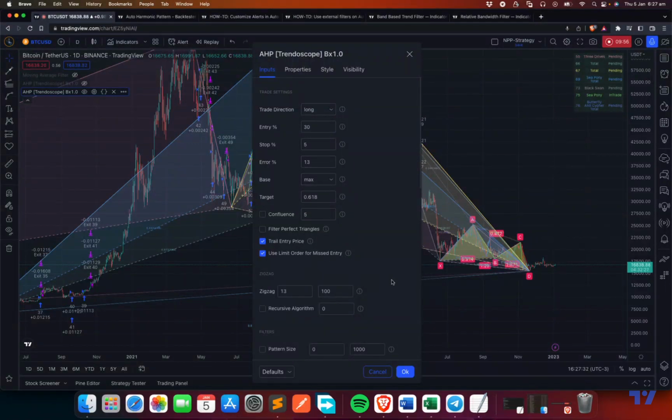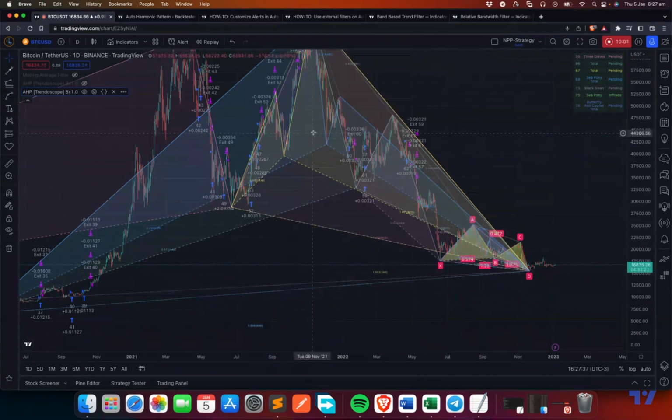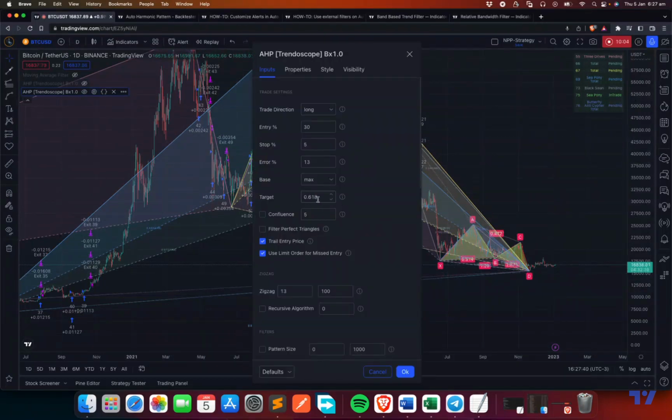The next few things: Confluence is something like, trade only if there are multiple patterns at a time. Otherwise, do not place a trade. That defines Confluence. It's just there for experimental purposes at present. We'll have to try it, and you can also use it for additional confirmation, like multiple patterns, if you think it will give you better confirmation. Filter perfect triangles in trial entries is also there in the Ultimatex pattern indicator. You can also go through the tooltips to understand what they are.